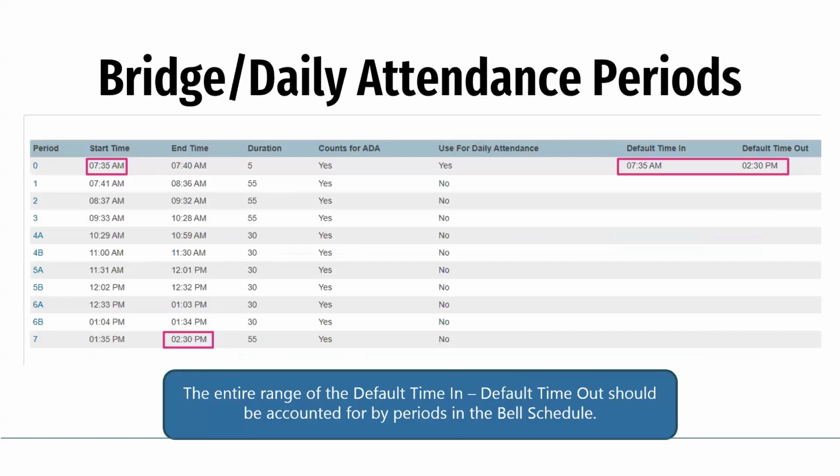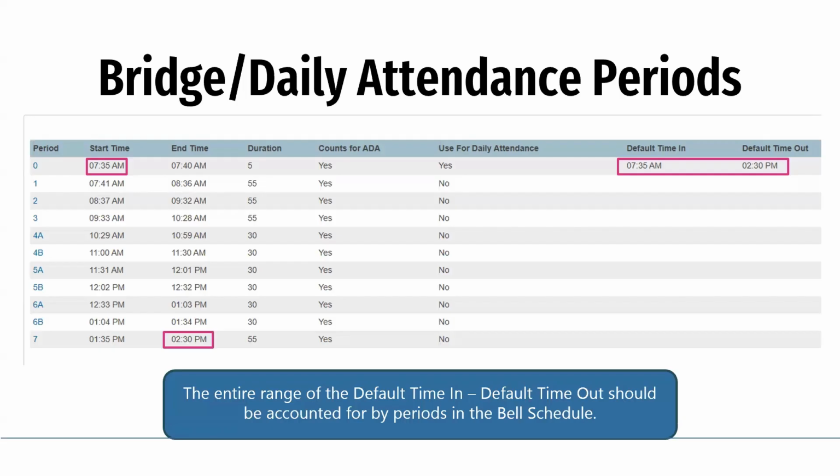So more on daily attendance periods. Similarly to the last slide, the entire range of the default time in to default time out should be accounted for by periods in the bell schedule. So in this example, you can see there the default time in is 7:35 to 2:30 p.m. Their start time is 7:35, so the start time of their first period matches up with the start time of their default time in, and the end time of their last period of the school day lines up with the default time out. So again, this is where it could look very different, especially depending on if you're at an elementary school versus a secondary school.